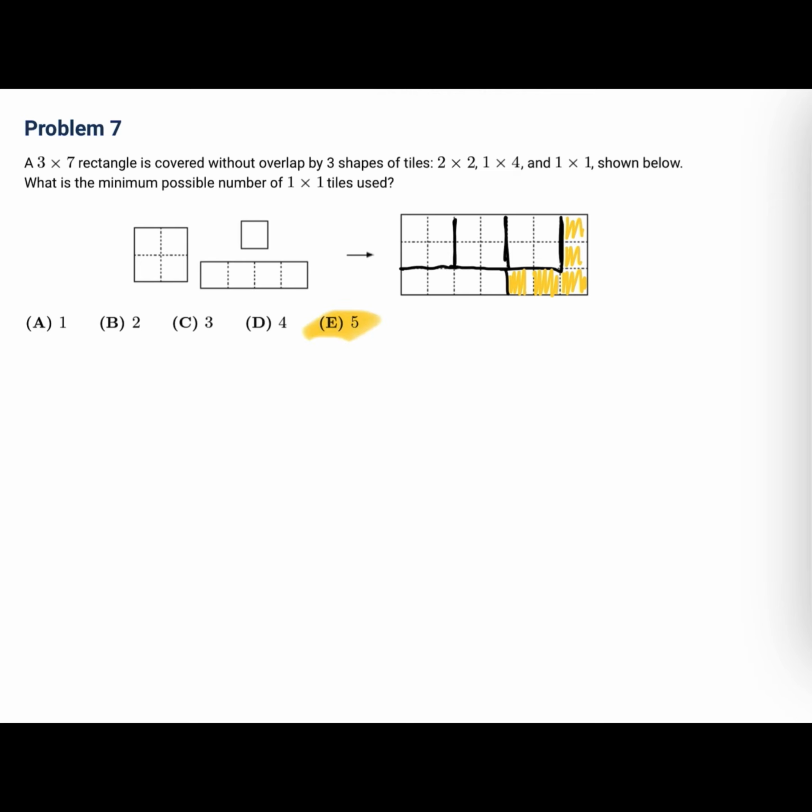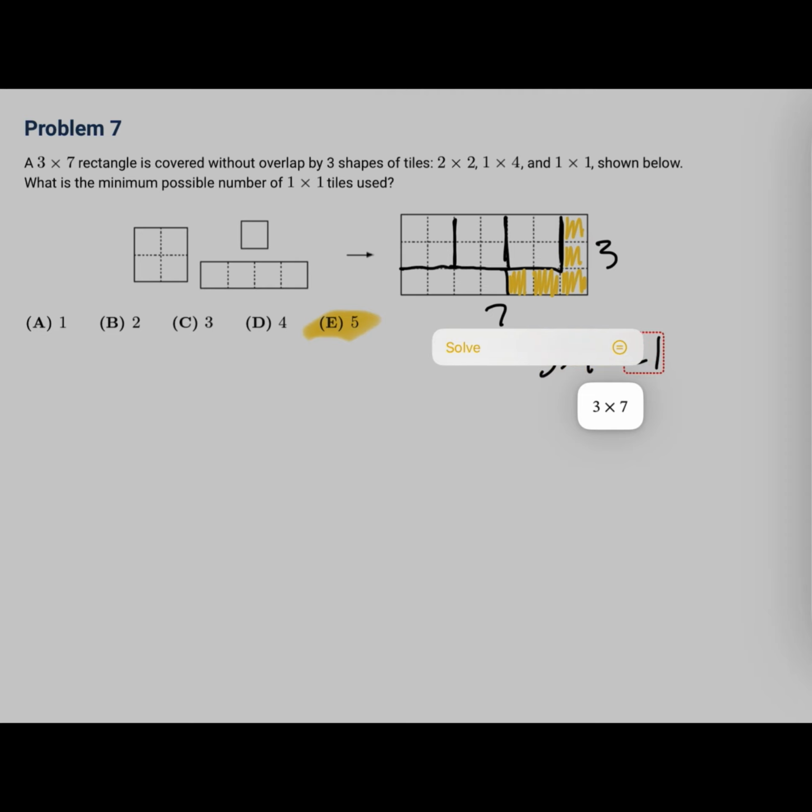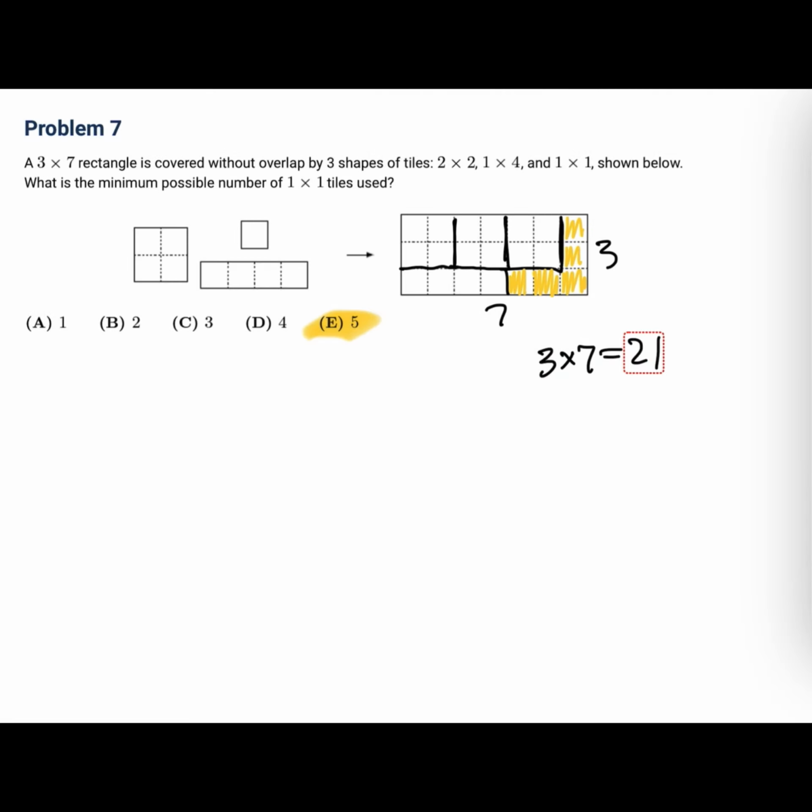Now using the algebraic method, let's look at what the problem is asking us. We have a 3x7 rectangle, so that area is going to be 3 times 7 equals 21. All of our answer options, 1, 2, 3, 4, and 5, are basically the difference between 21 and however many blocks we can cover with the 2x2 or the 1x4, since those are our largest blocks.